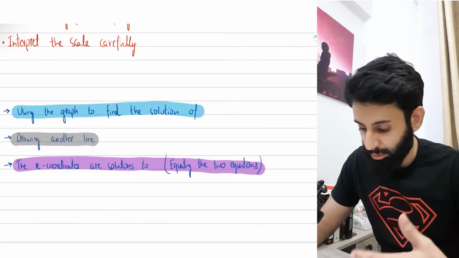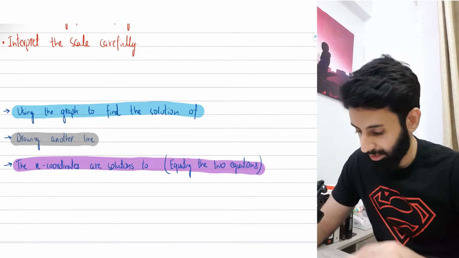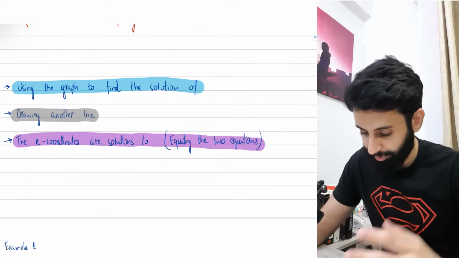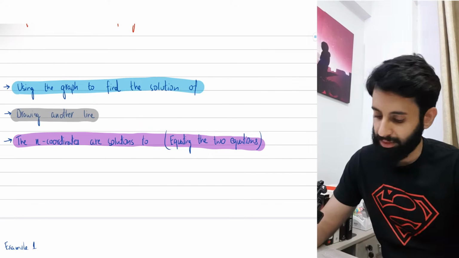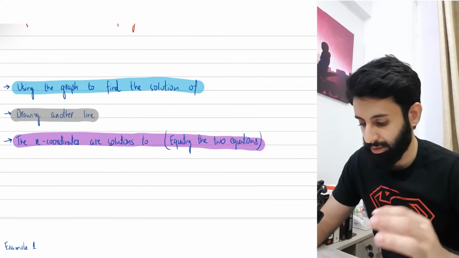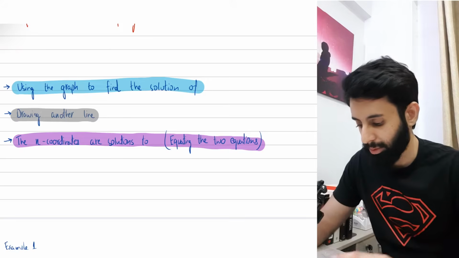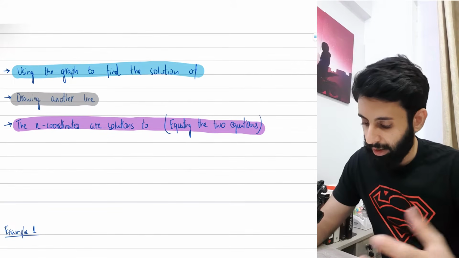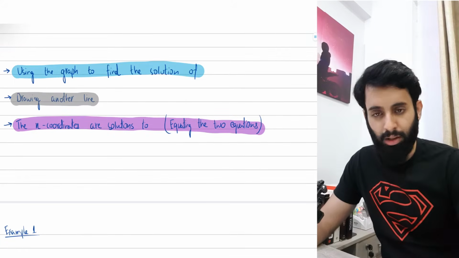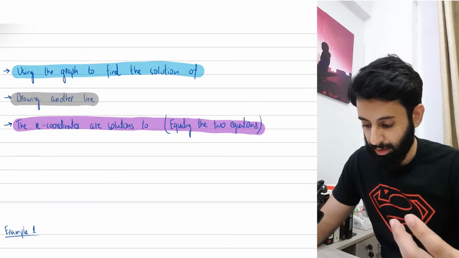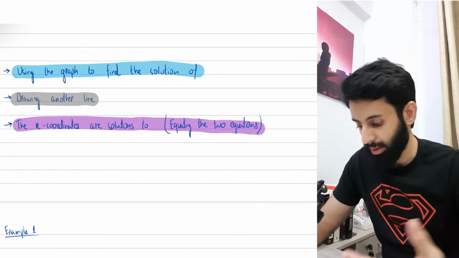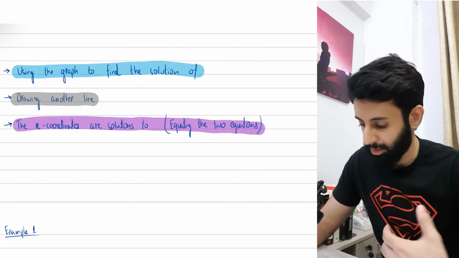And then there is using the graph to find the solution of an equation. This is something that I want to pay extra attention to, and I have a couple of examples for you guys. We're going to cover this separately in this video, and in the next video I'll be doing some past paper questions for you guys. And then there's a concept where you have to draw another line. We'll cover that also once we're doing past paper questions.